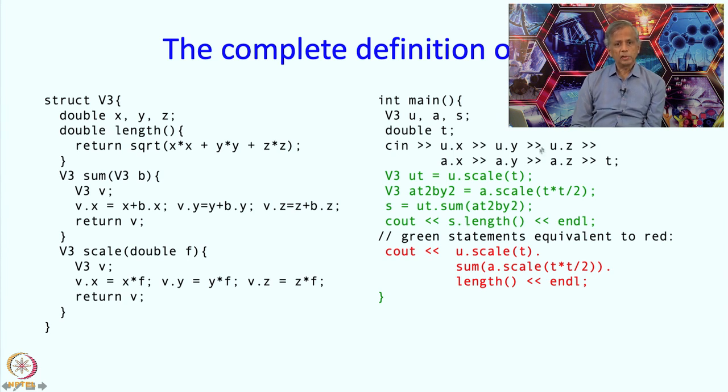And I should say that we do not necessarily need to have so many variables if we do not want. What is happening over here is we are going to scale, and then the result is going to be summed with the scaled version of this. And then we can apply the length member function to this entire result, and we will then get the length. So here we can think of this as one long complicated expression. Instead of that, we have broken up that expression into three separate expressions, which are of course related.